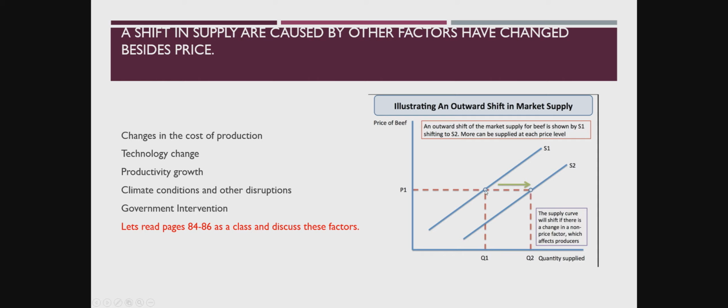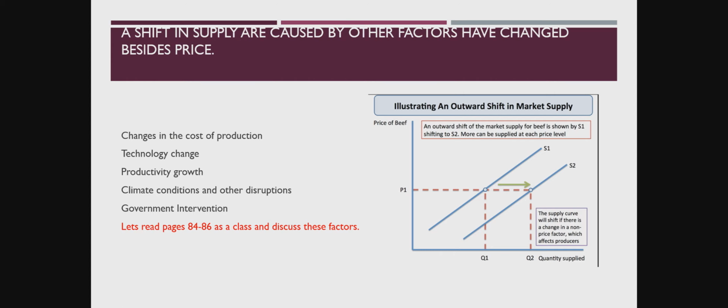Why? Because now businesses are less willing and less able to produce at any given price because their profit margins have been reduced. We can look at the opposite way now. How do we get from S1 to S2? So, changes in cost of production.